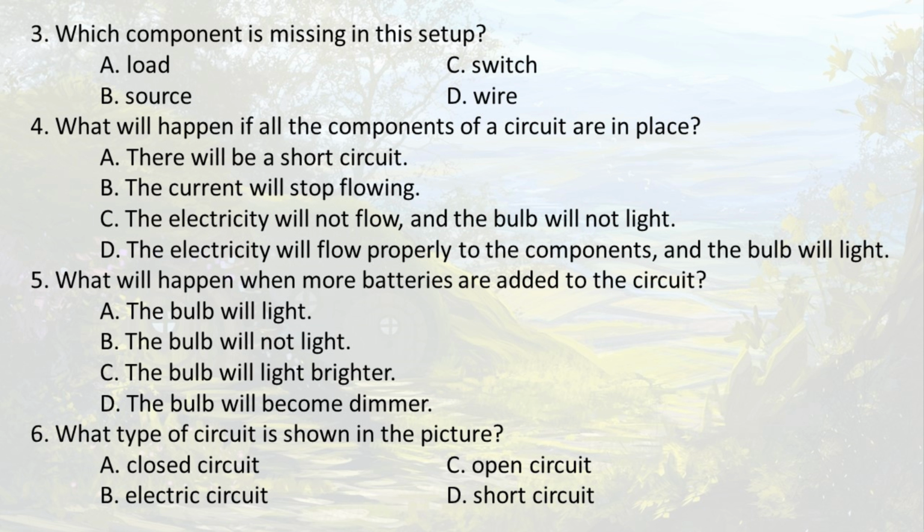5. What will happen when more batteries are added to the circuit? A. The bulb will light. B. The bulb will not light. C. The bulb will light brighter. D. The bulb will become dimmer. 6. What type of circuit is shown in the picture? A. Closed circuit. B. Electric circuit. C. Open circuit. D. Short circuit.